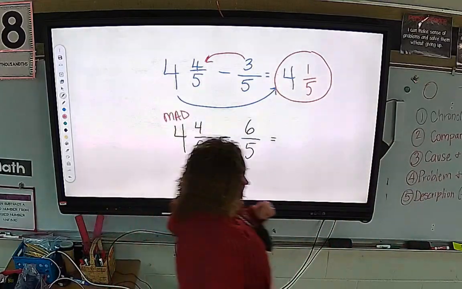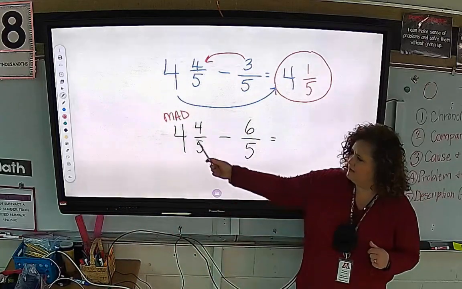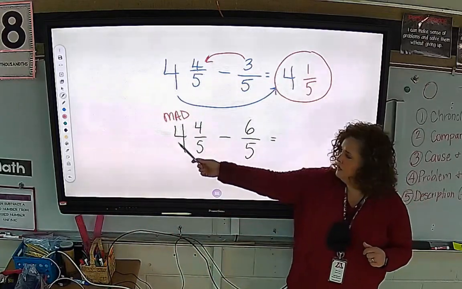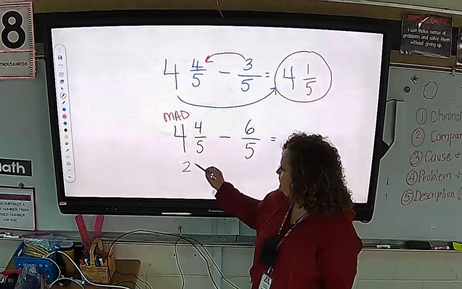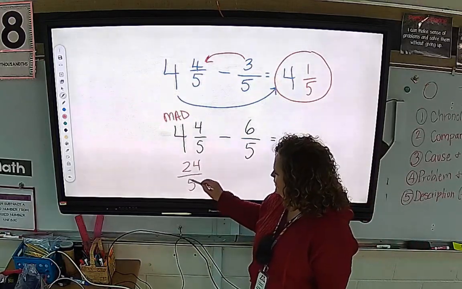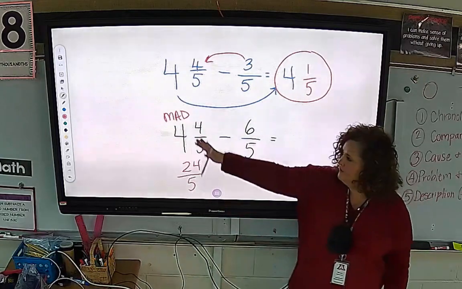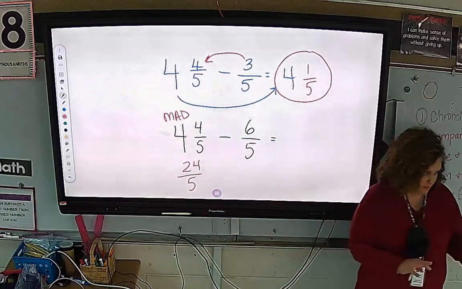And that would be, I feel like I'm in the way here, 5 times 4 is 20 plus 4 more would be 24. 24/5. This is just another name for this. It's just its other form, okay?